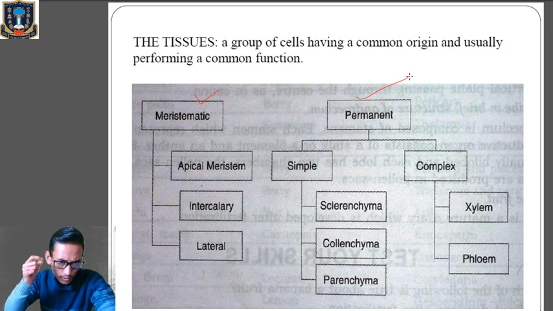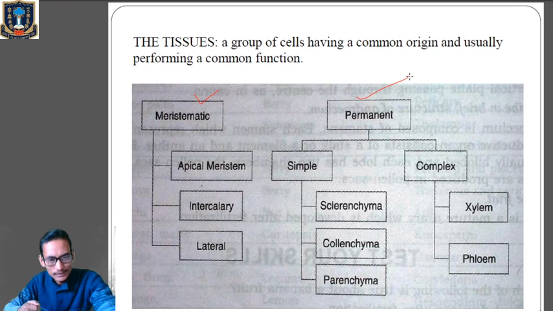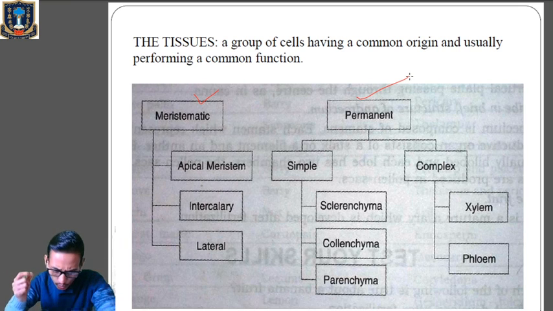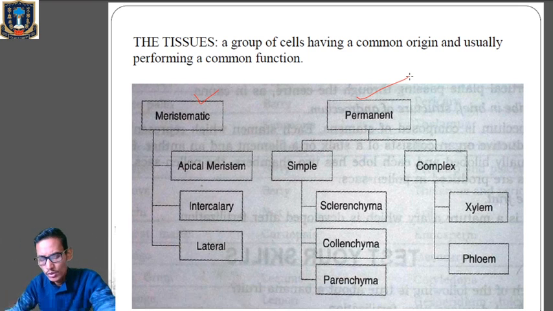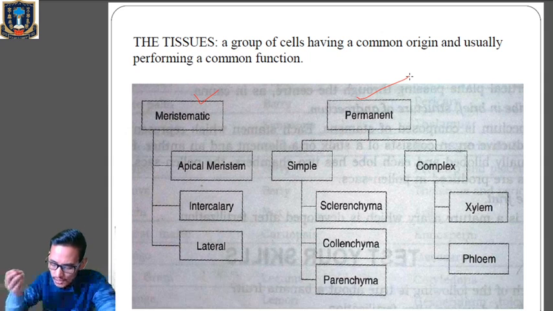These tissues are capable of dividing, and they are present in the regions of the plant which grow continuously. For example, the root tip and the stem tips, where the plants keep growing. On those regions, the root tips and stem tips, we will find the meristematic tissue. It is also of the following types: apical meristems, intercalary meristems, and lateral meristems.